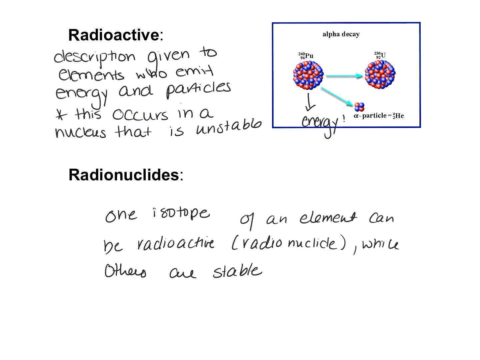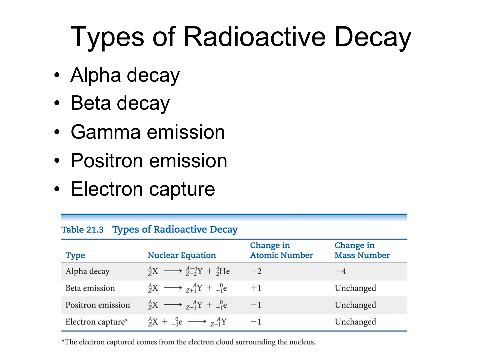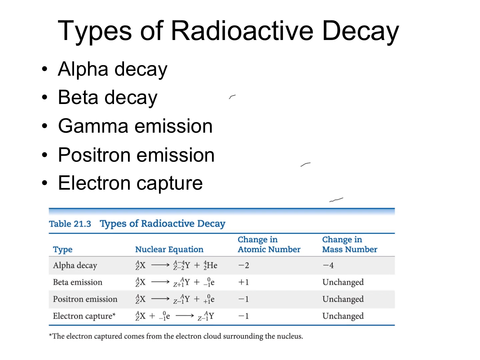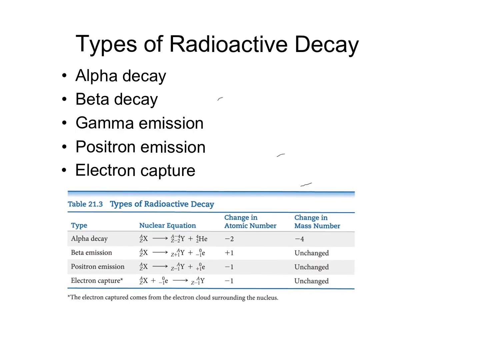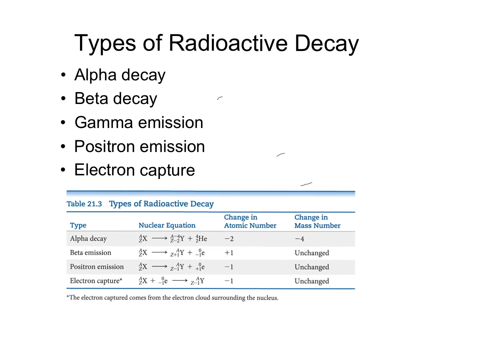So there's 5 types of radioactive decay we are going to talk about in this screencast. We're going to talk about alpha decay, beta decay, gamma emission, and positron emission. Okay. When we talk about this, these 4 here are collectively called ionizing radiation.